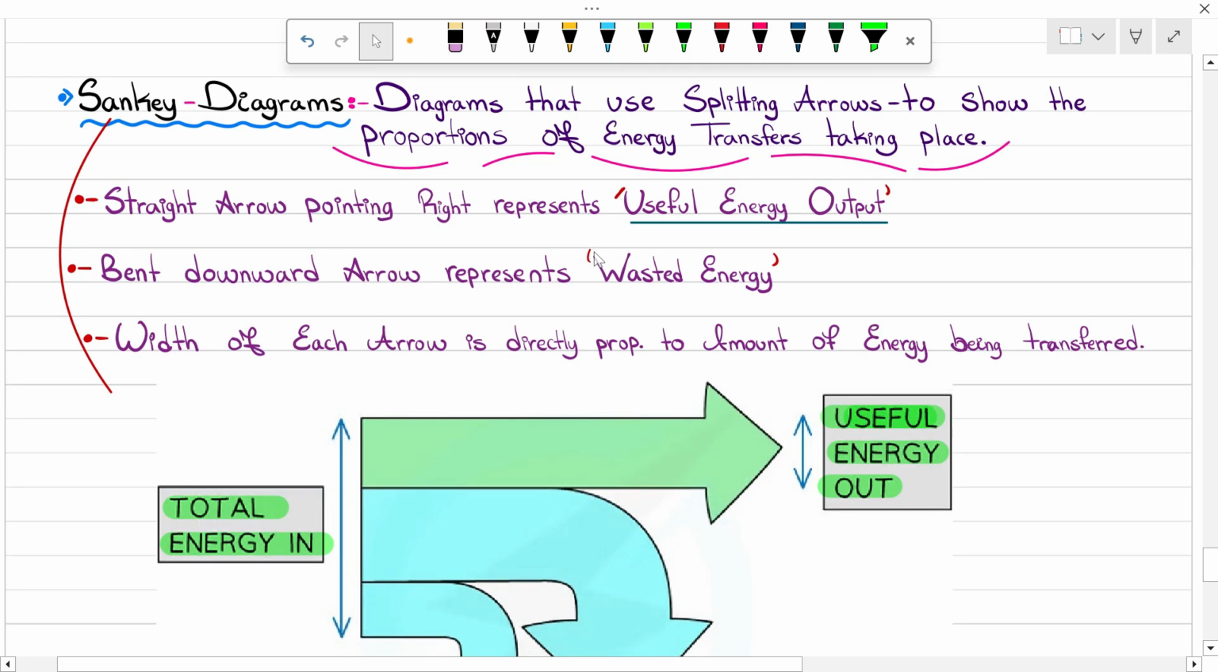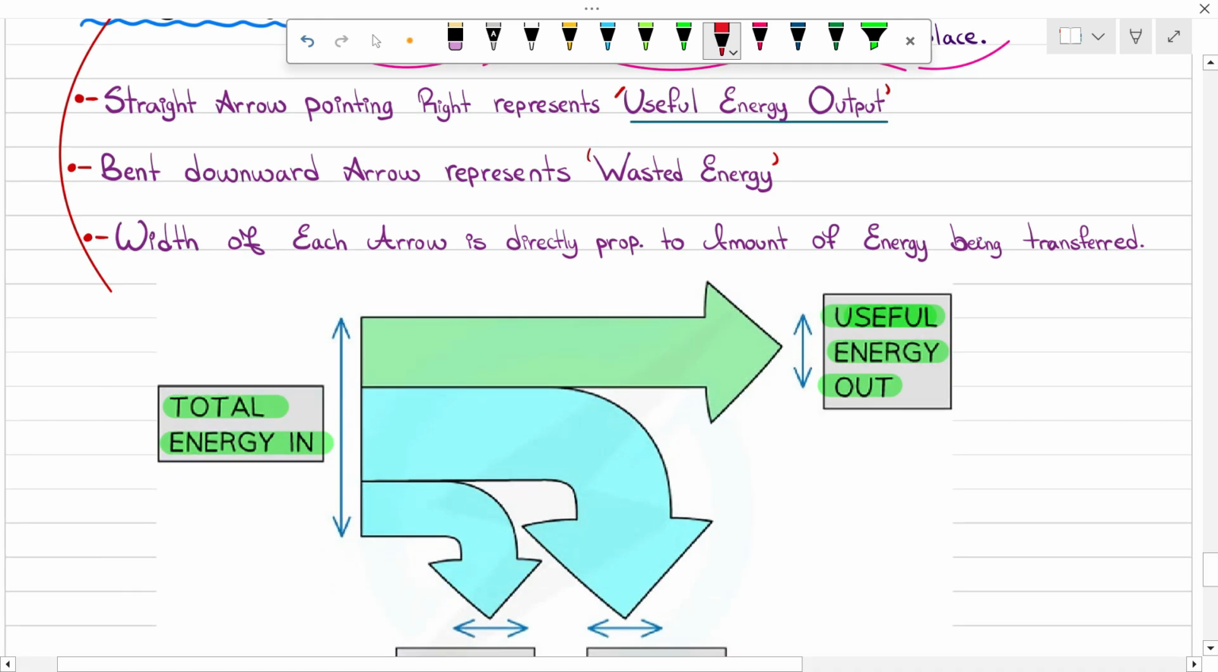Now to represent all of these energy changes, energy stores, and efficiencies, it's going to be very difficult, so we have Sankey diagrams to help us with that. Sankey diagrams are diagrams that use splitting arrows to show the proportions of energy transfers taking place. So we usually have two splitting arrows. The first one is pointing right and straight. This represents the useful energy output. The second one is usually bent downwards, and it represents the wasted energy. And the width of each arrow is directly proportional to the energy being transferred. So the wider arrow means that there's more energy transfer.